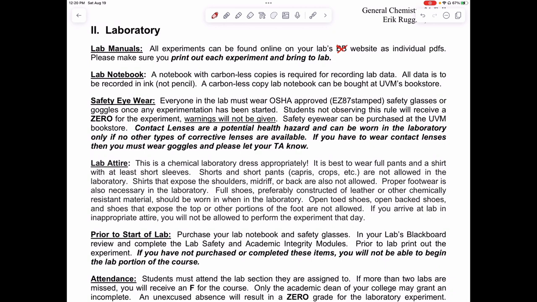Now, nothing wrong with safety glasses, but I will say this, down here at the bottom, with contact lenses, you should not be wearing contact lenses in the lab. Contact lenses is a polymeric material.